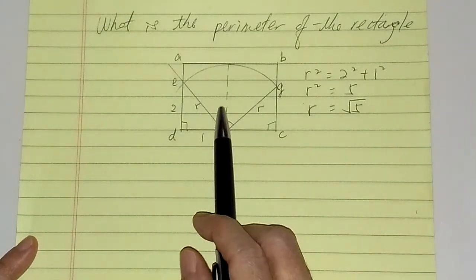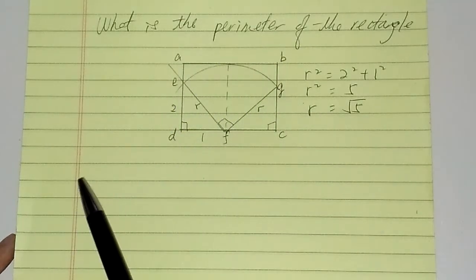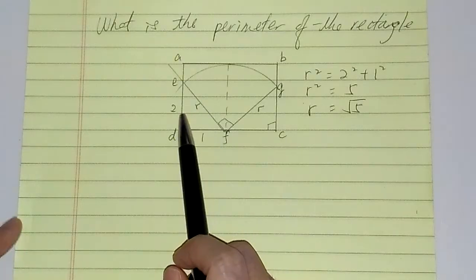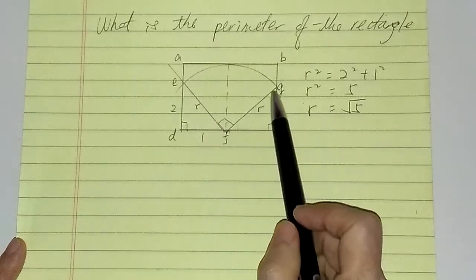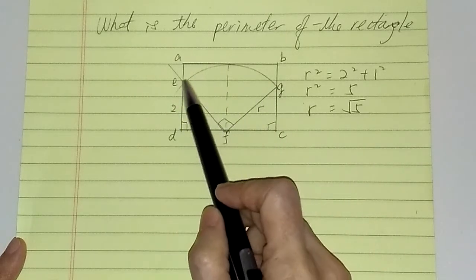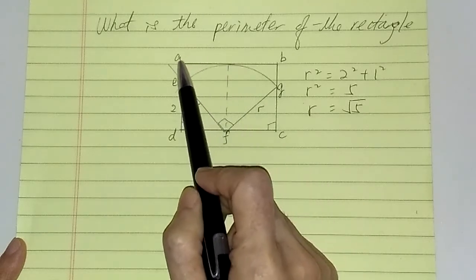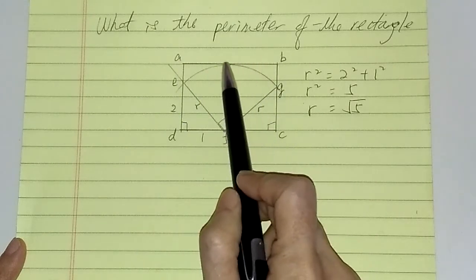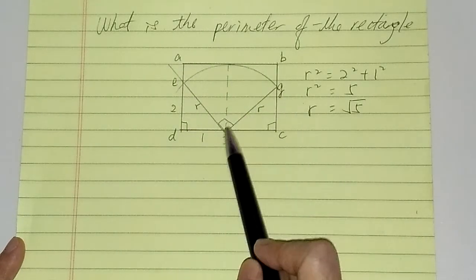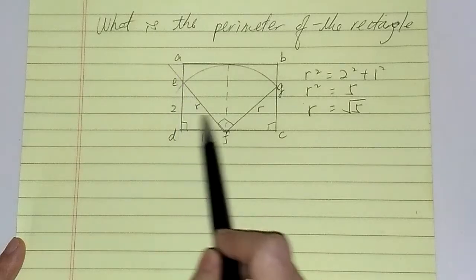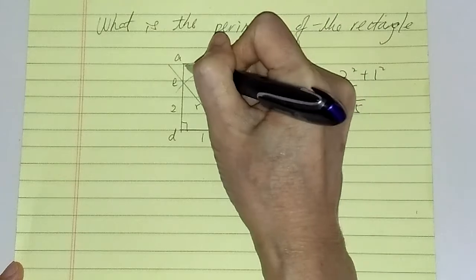This question is asking us to find the perimeter of this rectangle ABCD. There are a few things that we need to take note. This is a quarter of a circle, and the arc touches this rectangle at one point, on this line AB. This angle is 90 degrees, and of course, the rectangle's four corners are 90 degrees as well.